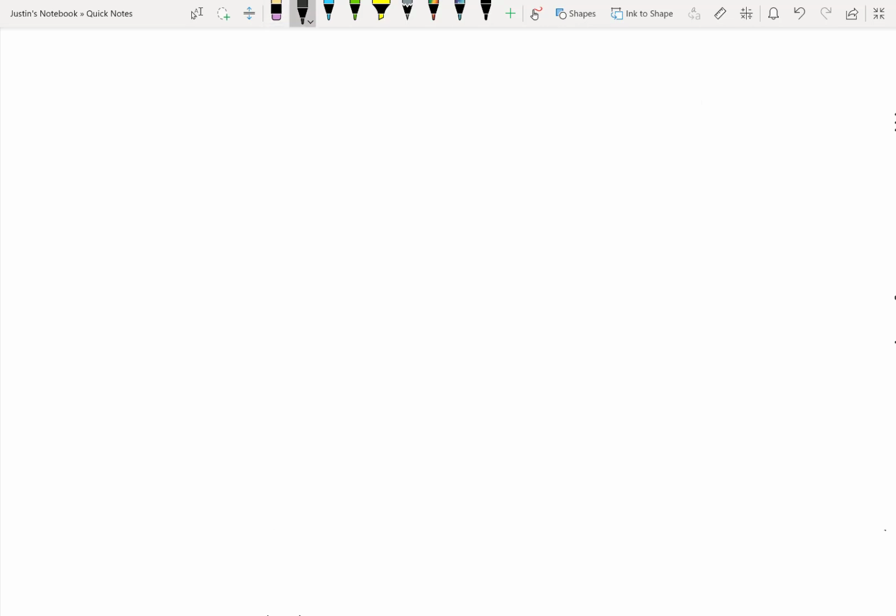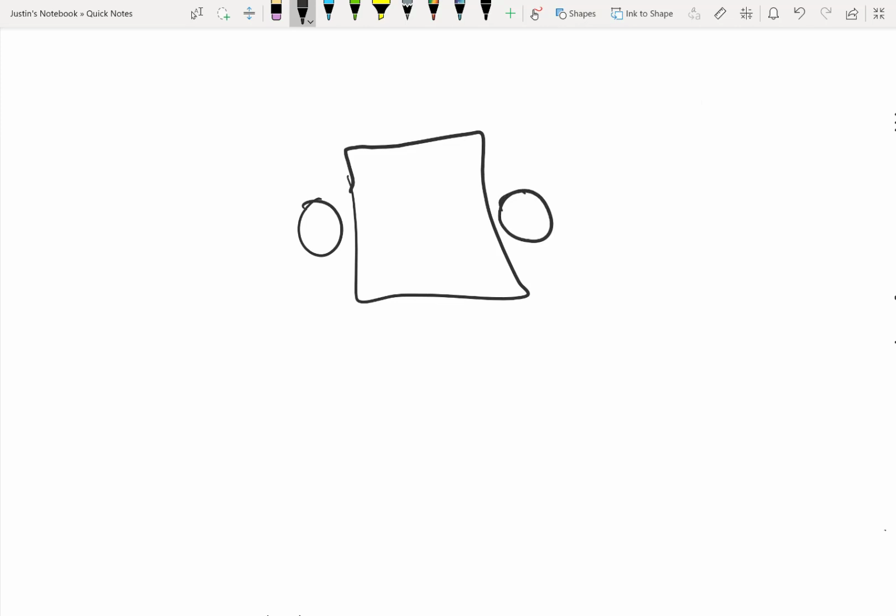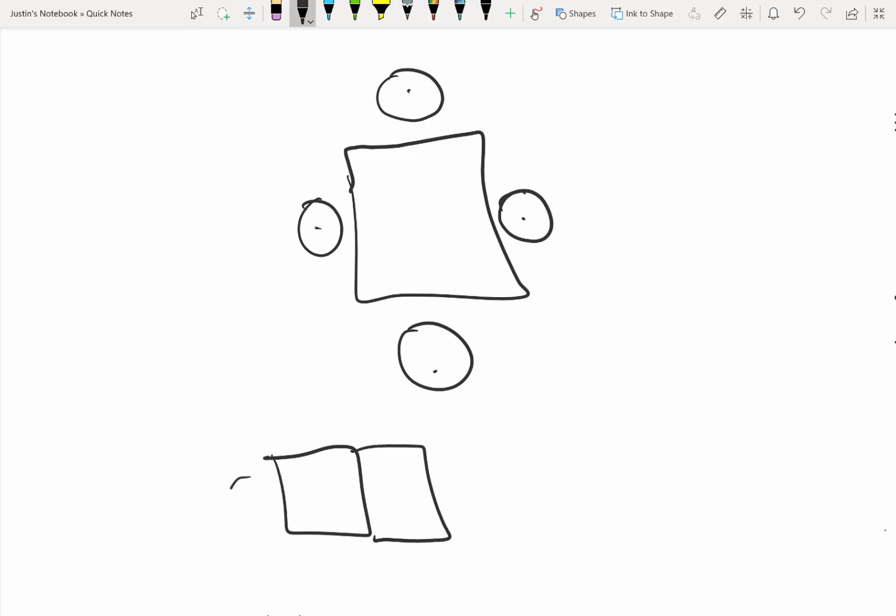Alright, so it's saying regardless of the number of tables, there's always 1 chair on each end. So there is a chair on each end, and then 1 on opposites of each other. So if there's 1 table, there's going to be 4 chairs. If there's 2 tables, you're always going to have 1 on each end, and then 1 opposite of each other. So there's 2 tables, there'll be 1, 2, 3, 4, 5, 6 chairs.